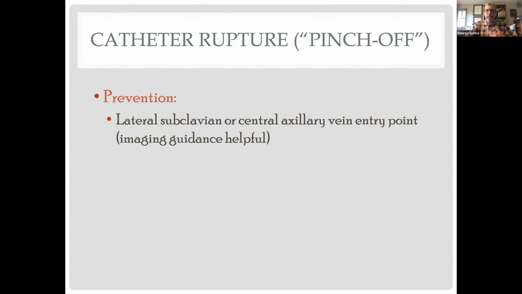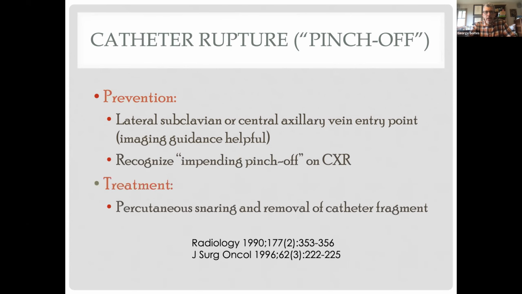You prevent it by, if for some reason you're using subclavian, stick the vein laterally, or even stick the central axillary vein. It helps to have ultrasound so that when the catheter is passing through this space, it's protected by the vein. Obviously, IJ is better. And then for all of you guys that are never, ever going to do IR, you can still be heroes by recognizing the signs of what they call impending pinch-off on a chest X-ray. You treat it by going and getting that catheter.